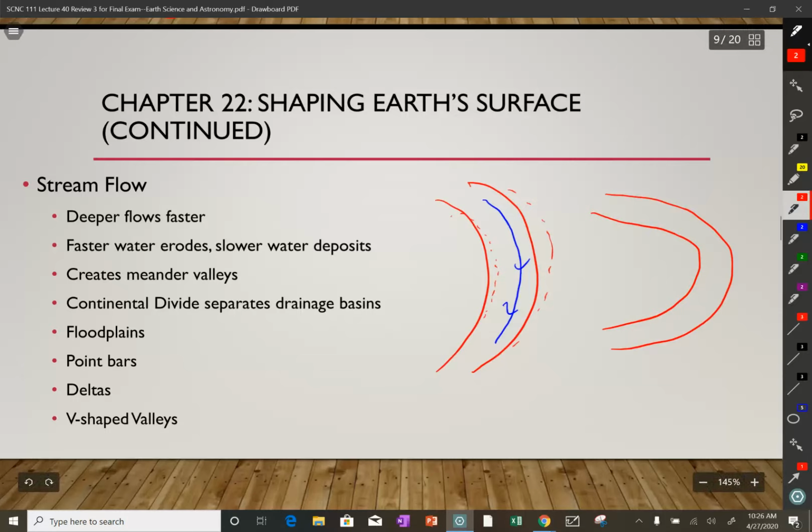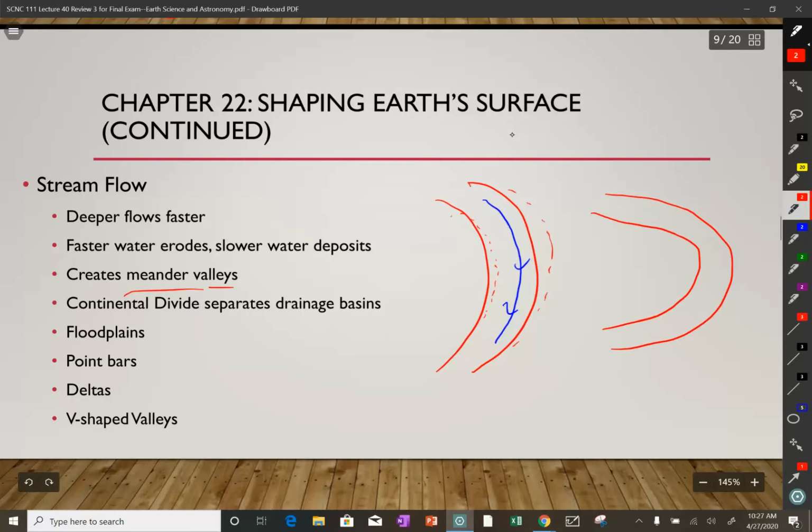And so what this does is it starts to flatten out regions where the water is flowing, because your stream will bend left and right, and as it does, it erodes the material away, deposits new material that tends to be flatter, and so you create these big flat valleys that we call meander valleys.